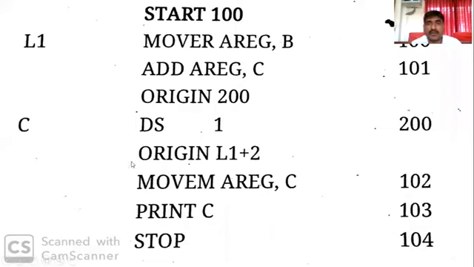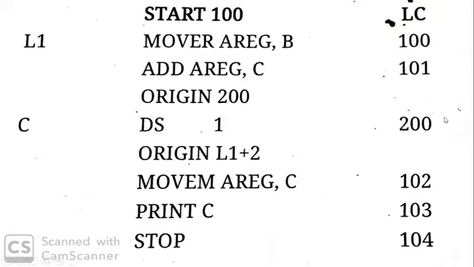Now we can see the example for it. Here we can see START 100. That means our location counter will be given here. The assembly instruction can be considered START 100. START is one of the directives, and when we consider this particular START directive at this location, we need to represent the first instruction at the location 100.